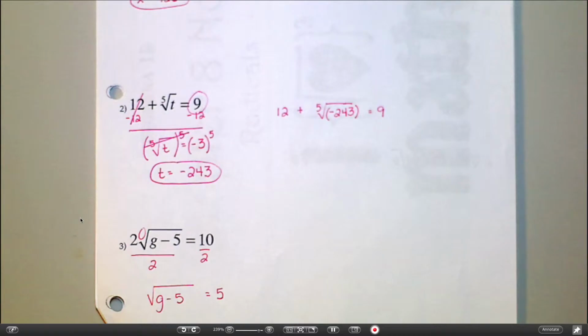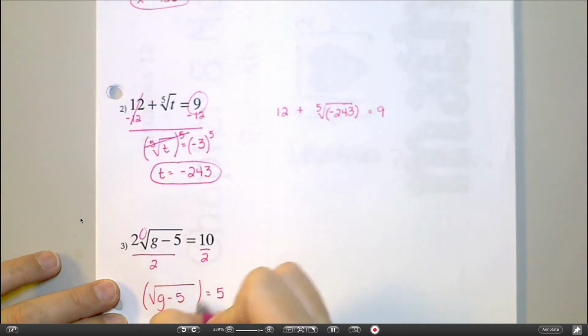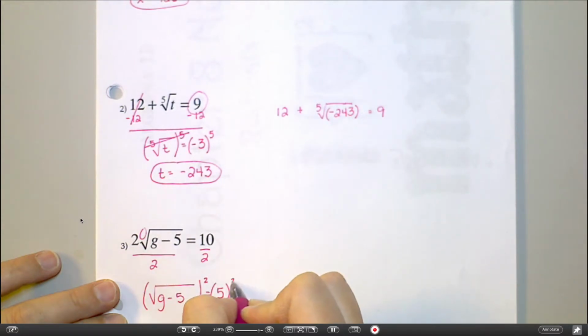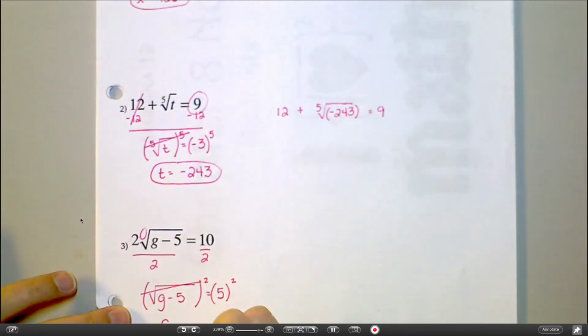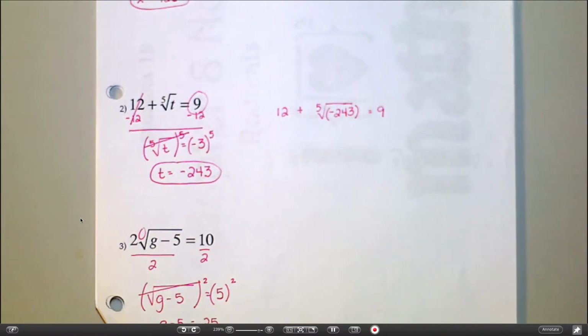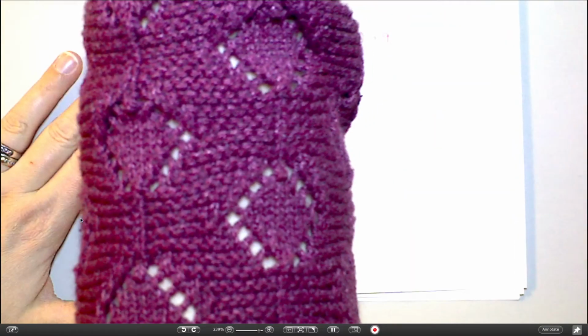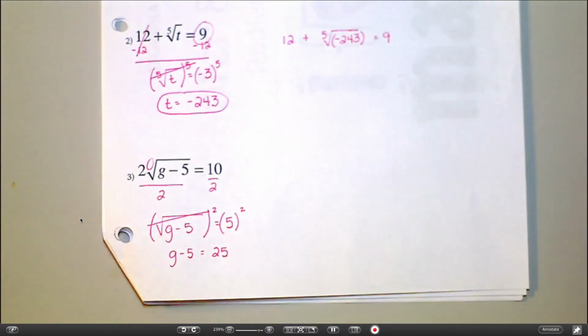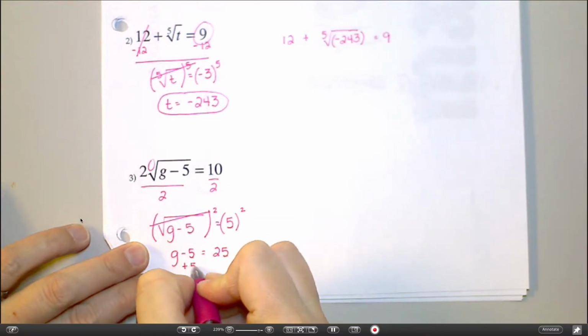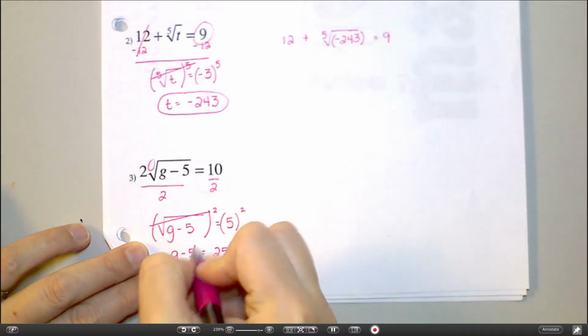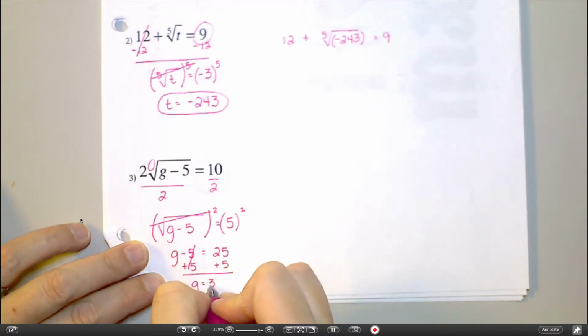How do I get rid of a square root? What power do I raise to? Power of 2. So now I end up with g minus 5 equals 25. Now notice I'm not done yet. G minus 5 equals 25. I'm not done. What do I still need to do? Okay, add the 5 to both sides. Yep. So G equals 30.